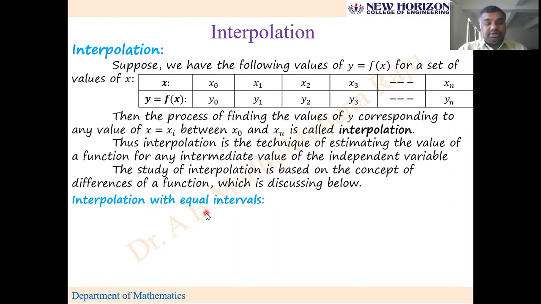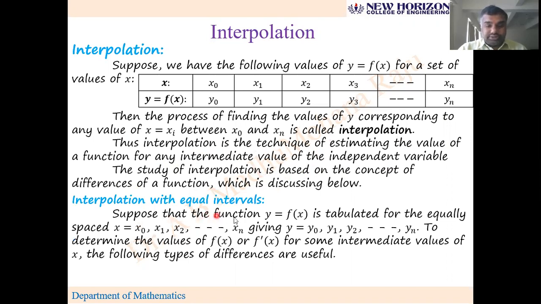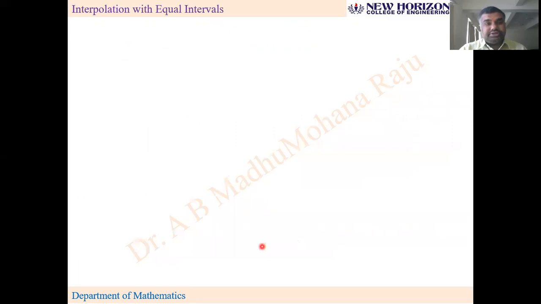Interpolation with equal intervals. Suppose that the function y equal to f of x is tabulated for equally spaced x values and the corresponding y values. To determine the value of f of x or f dash of x for some intermediate values of x, the following types of differences are useful. Not only for f of x, for differentiation, derivatives also, the following types of differences are useful.